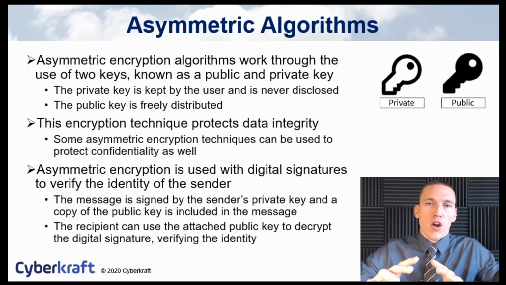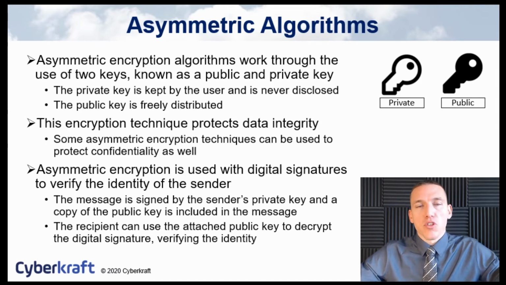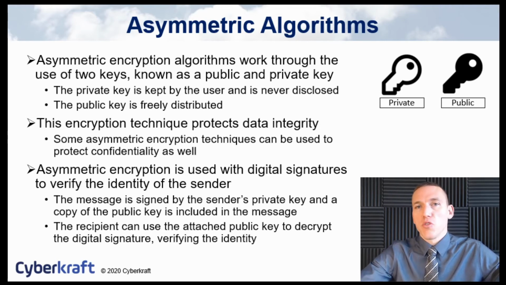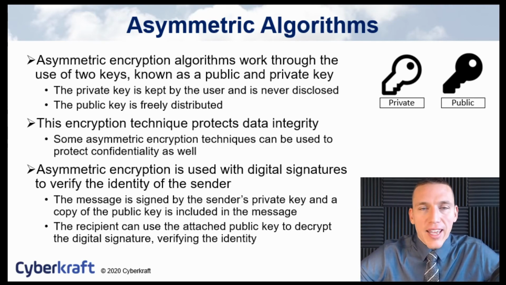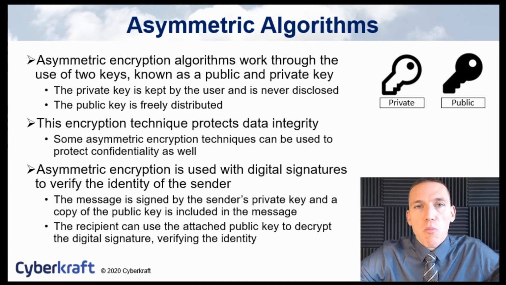Asymmetric algorithms are algorithms that work with a public and private key. So one key is used by the person who wants to encrypt the data, and then another key known as a public key is used by anybody else who wants to decrypt that data. What this does is it protects data integrity because it shows that the data was encrypted by a single person, the owner of the private key, because it can be decrypted with that public key. So that public key can only decrypt data that's encrypted with that private key. It can't be used to decrypt any other type of data.